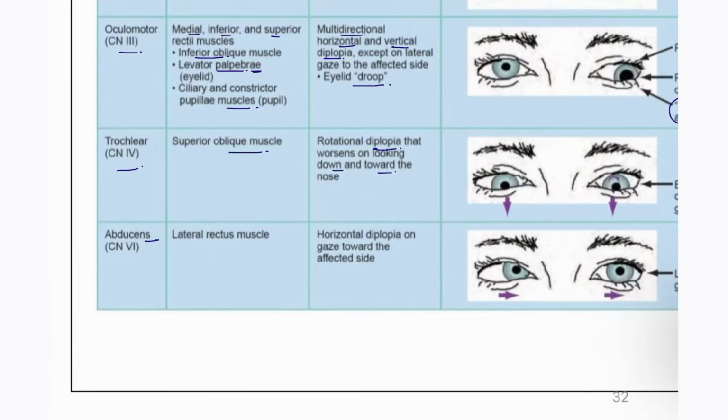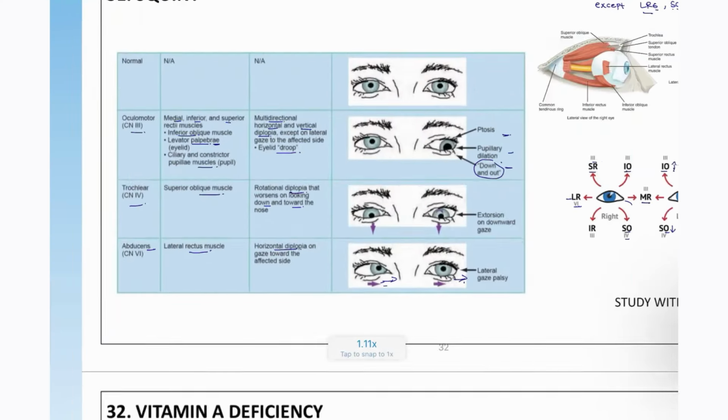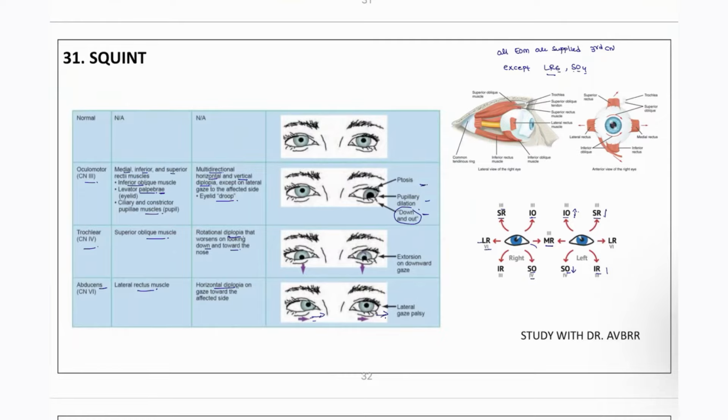Next, abducens nerve, where the lateral rectus is affected, so the eye is only inward. The patient will have horizontal diplopia, and always remember the gaze will be going towards the affected side. Okay, the gaze will be going towards the affected side. This is seen in the squint, and this is the nerve innervation.